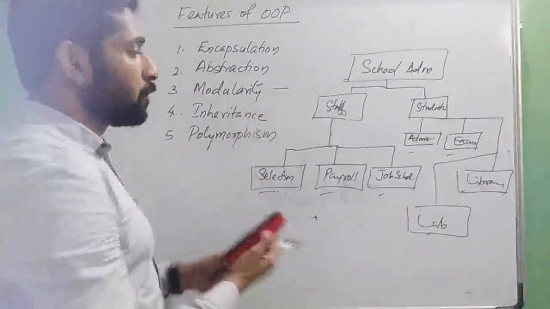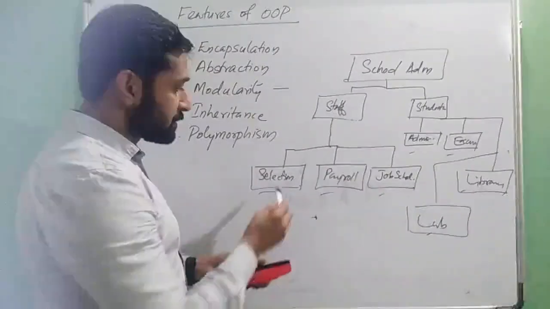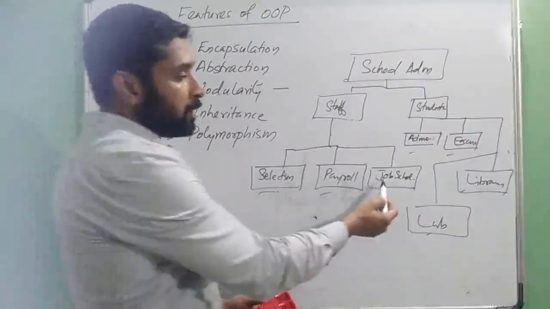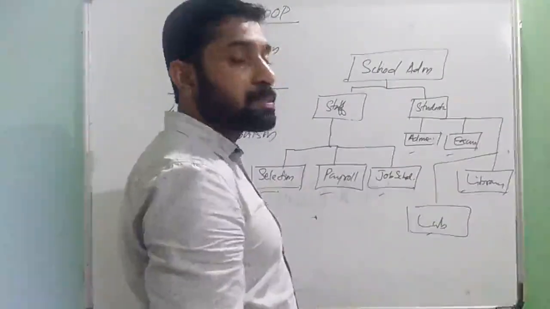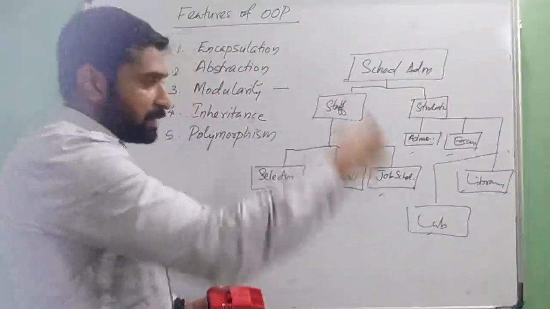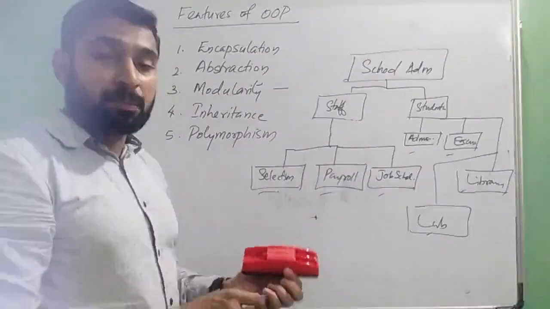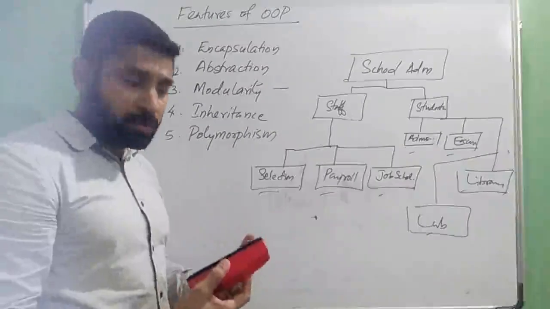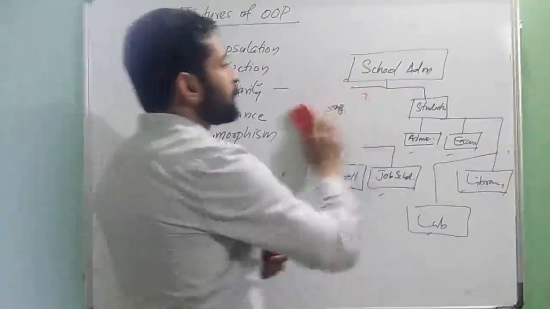So this is called modularity. These are different modules. Selection is a module, payroll is another module, job schedule is another module. So these subunits of problems can be separately solved, and you will get the final solution.